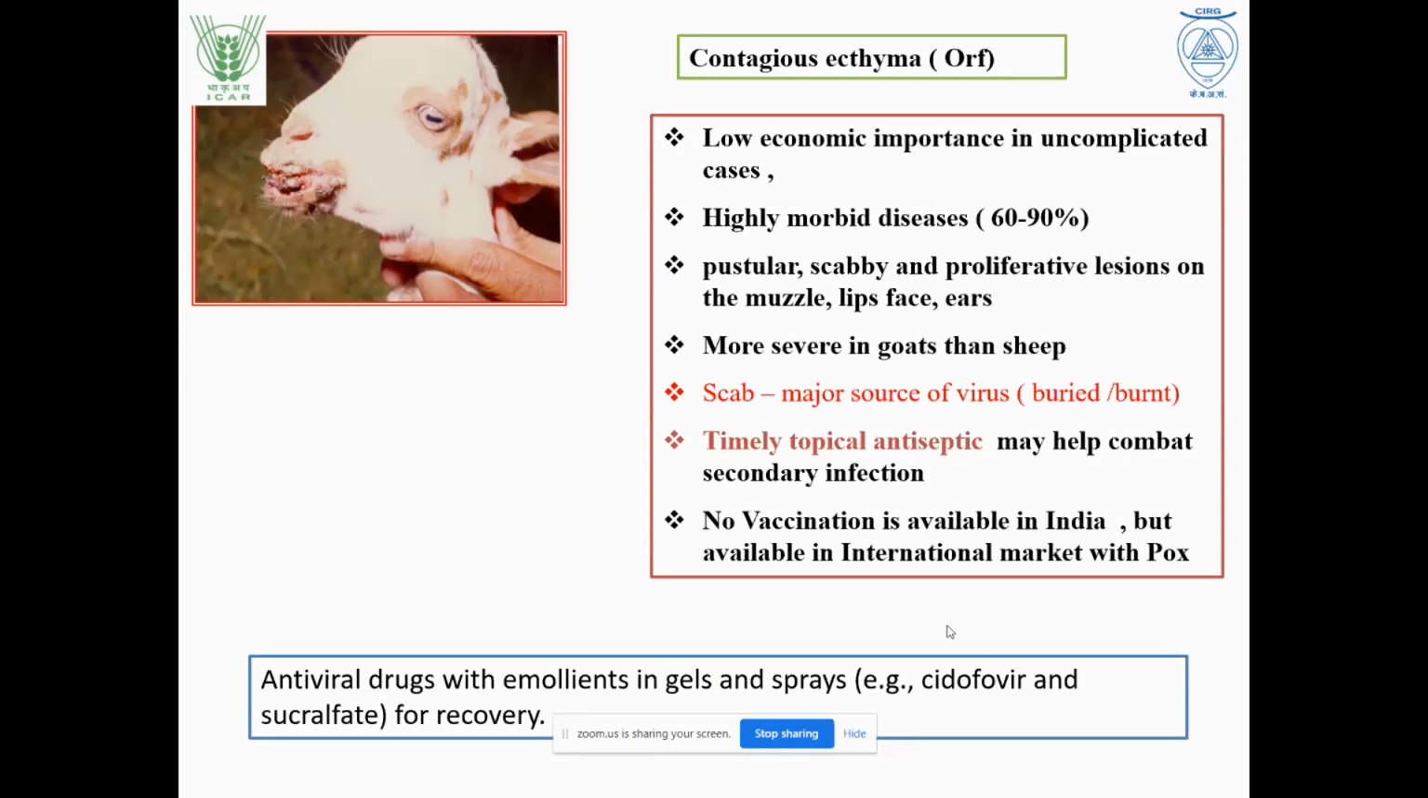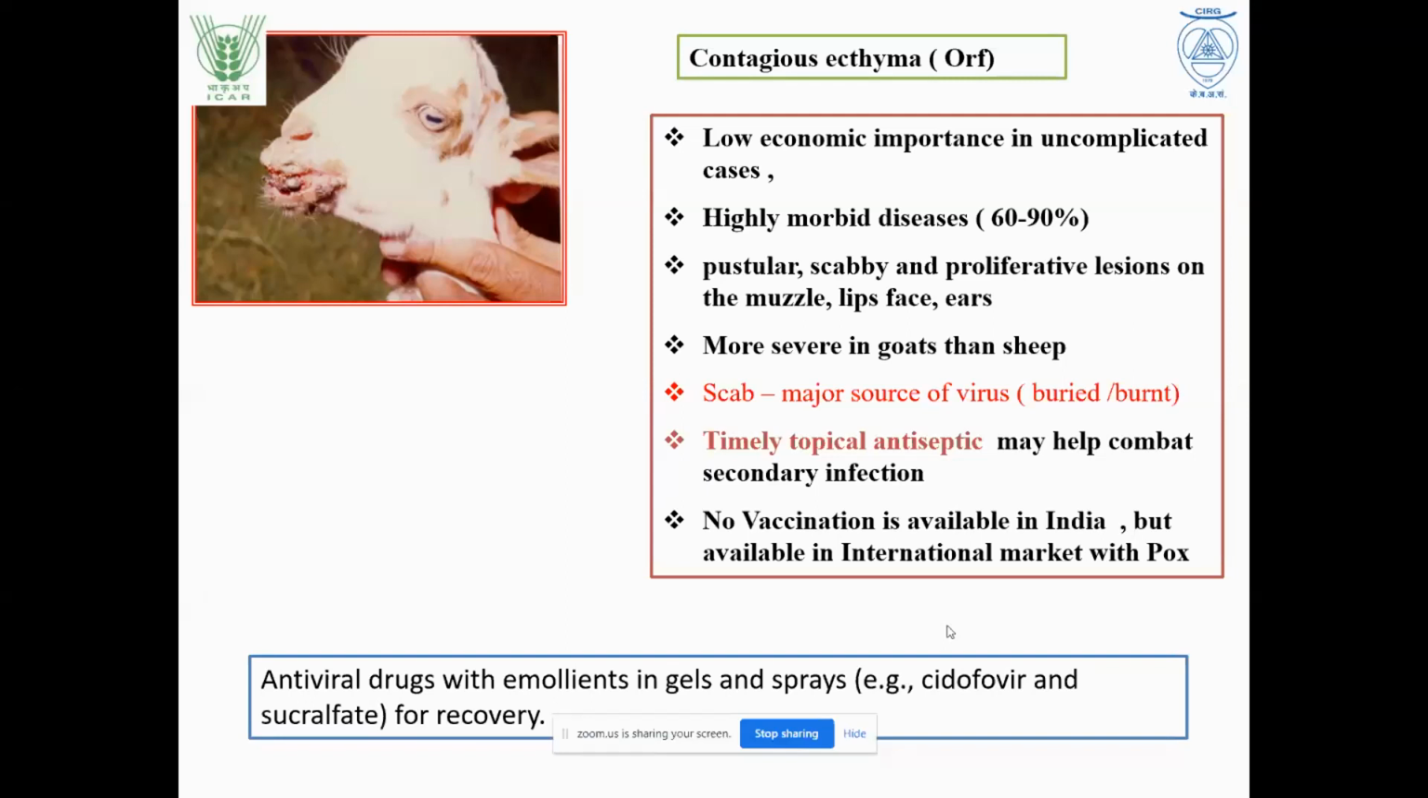So it is a responsibility, whenever there is an infection and one or two lesions on the face or the udder of the goat and sheep, that it should be controlled immediately by applying antiseptics. If there is secondary infection, you can use antibiotics and apply antiseptic cream. Although there is no routine vaccination, this disease also needs a vaccine. In the international market, a vaccine is available in combination with pox. Otherwise, the morbidity is very high.